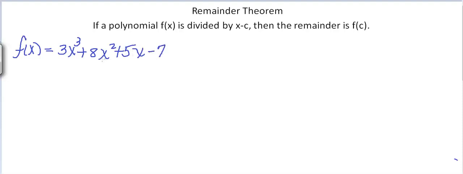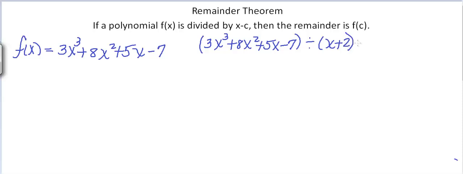Okay? And let's say I want to divide this polynomial by a linear term. So this is the polynomial I'm going to use. I'm going to write 3x cubed plus 8x squared plus 5x minus 7, and I'm going to divide it by x plus 2. Okay? So far, I'm doing what the remainder theorem says. It says take a polynomial and divide it by x minus c, which is a linear term.